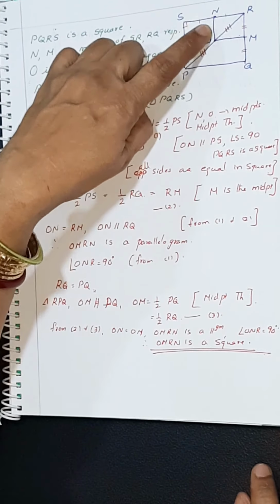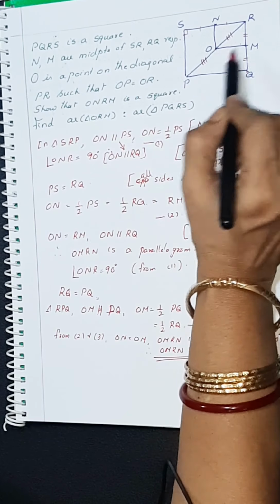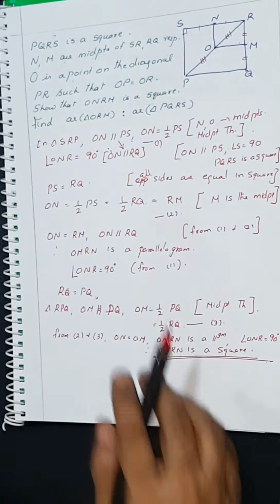For that again you can take this triangle, where these two are again midpoints. So OM will be half of PQ, and PQ and RM are equal. With that you can prove this side is also equal to the adjacent side, and therefore since the adjacent sides are equal, the parallelogram becomes a square.